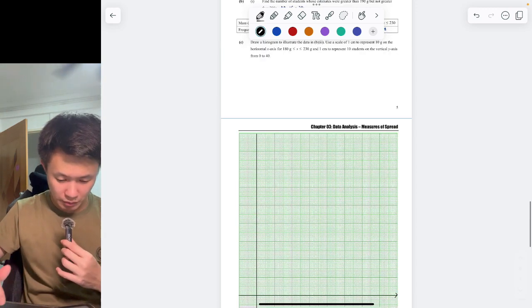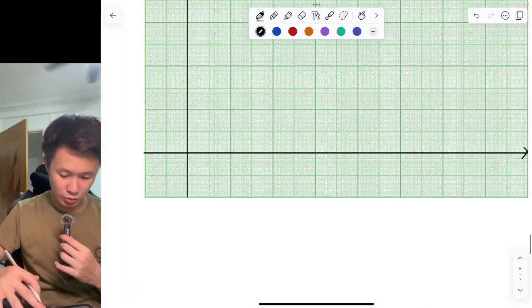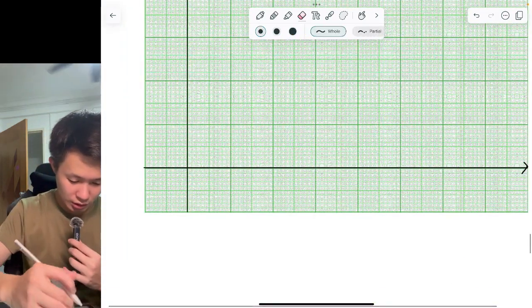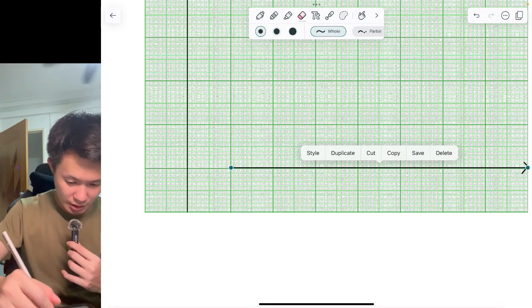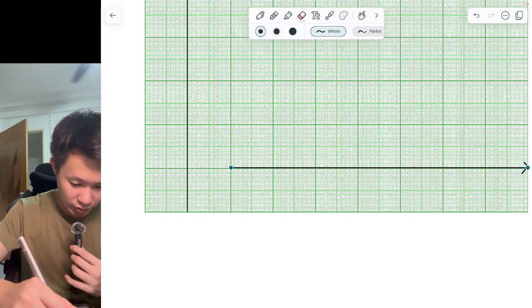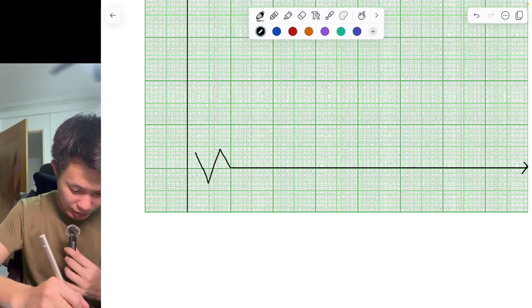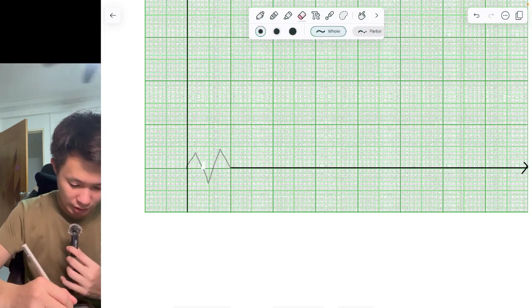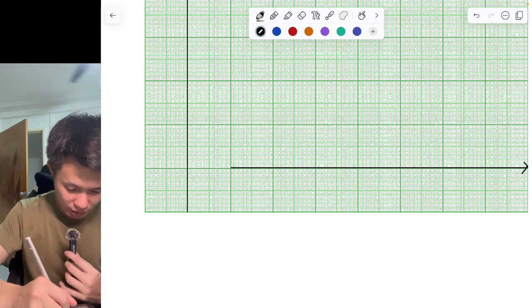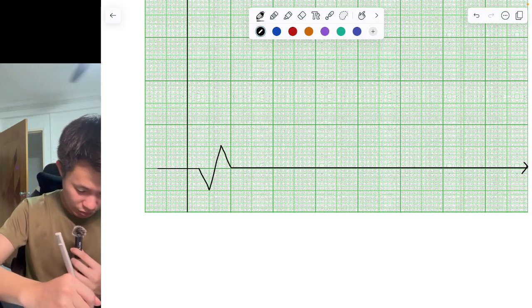Now the problem here is that you're only drawing from 180 to 230, right? So you need to draw that weird zigzag line. The zigzag line indicates that your horizontal axis does not start from zero, and it skips a few values, which we actually don't need, but it's okay. Since we skip them, it's fine. Then you draw an axis like that.